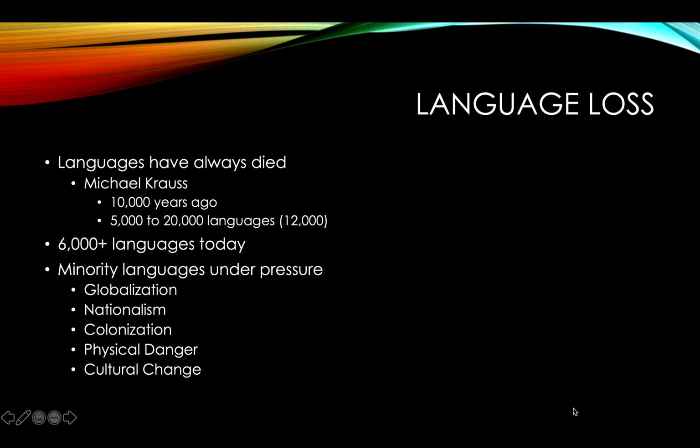So, a linguist, Michael Krauss, who studies the evolution of language over time, says about 10,000 years ago, so way back in the past, there were anywhere from 5,000 to 20,000 languages. So, a good middle ground estimate is about 12,000 languages in the world. And if you think about it, 10,000 years ago, there were way fewer people than there are today, but there were way more languages than there are today.